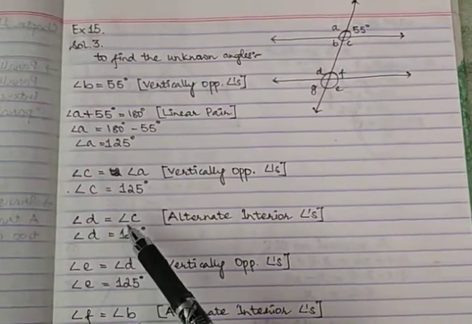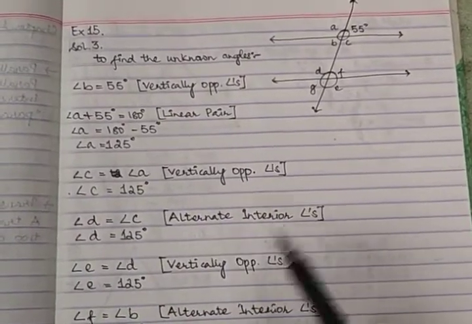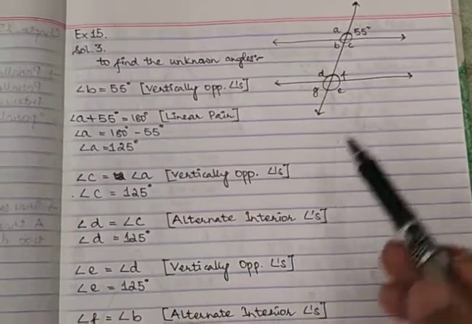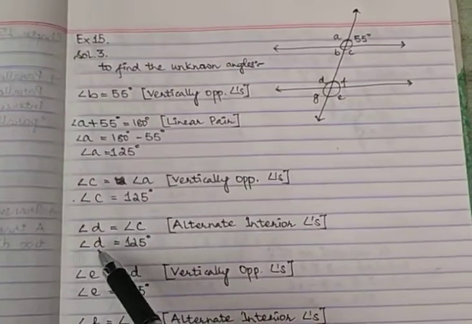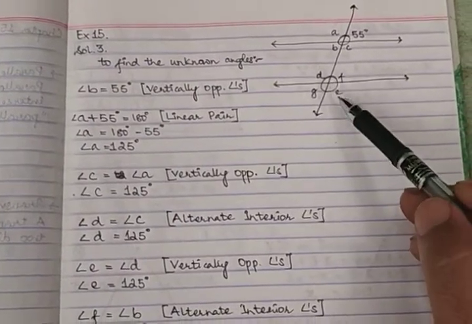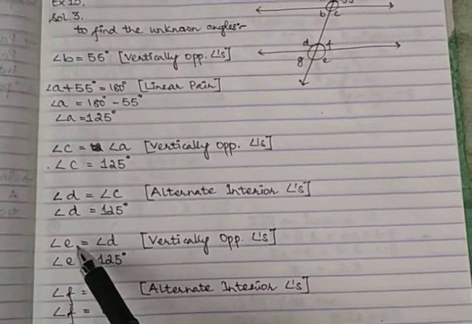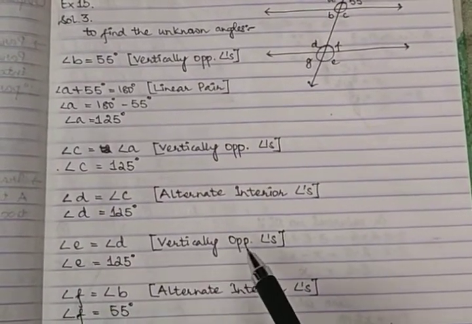Angle D equals angle C, and what was the reason? Alternate interior angles. See, the reasoning is very important. Okay, so we already had angle C. The value of angle C is 125 degrees, so that is how we got angle D as 125 degrees. See, angle D is also 125. Now D is equal to E, we know that, isn't it? So similarly, we have written here angle E is equal to angle D. That is vertically opposite angles.